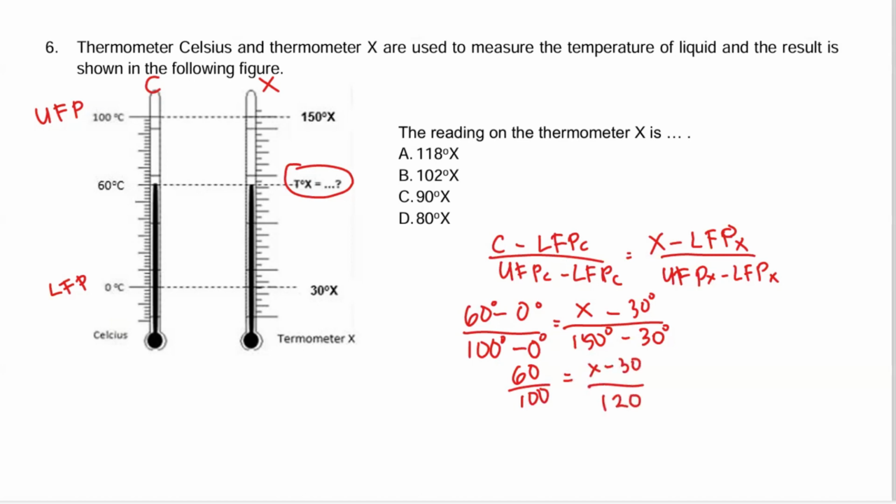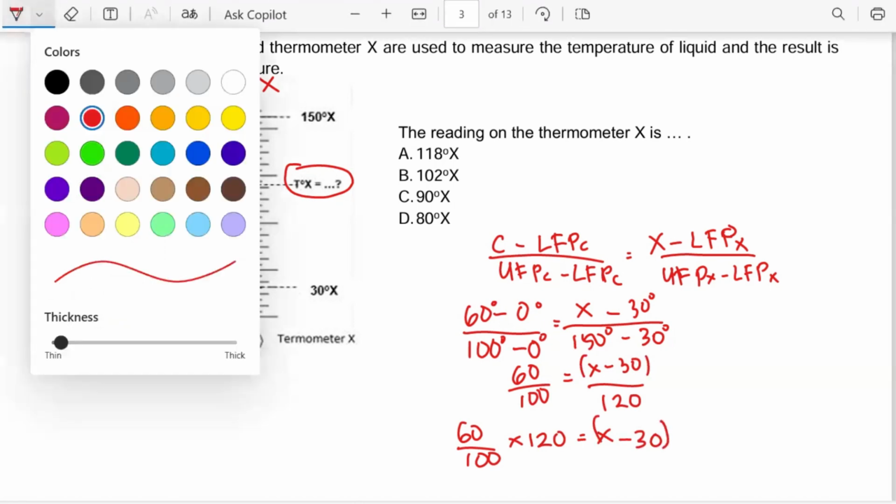So we continue our calculation. We move the 120 to the other side. So 60 over 100 times 120 equals X minus 30. Be careful with this part. Okay, so keep it as X minus 30 first. And we're going to do our favorite thing. We don't need to count everything. We just need to cross it out.